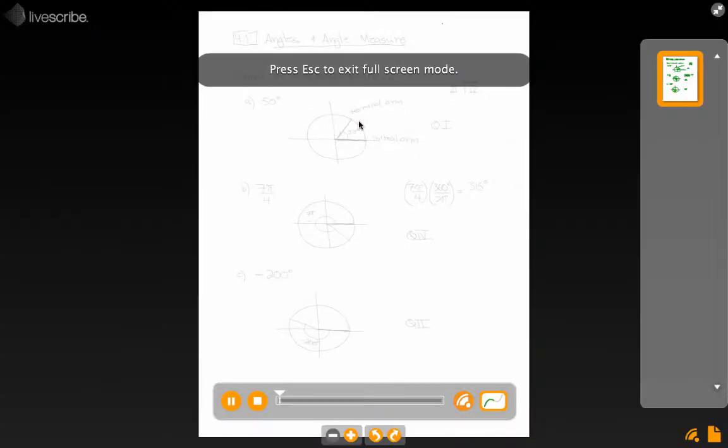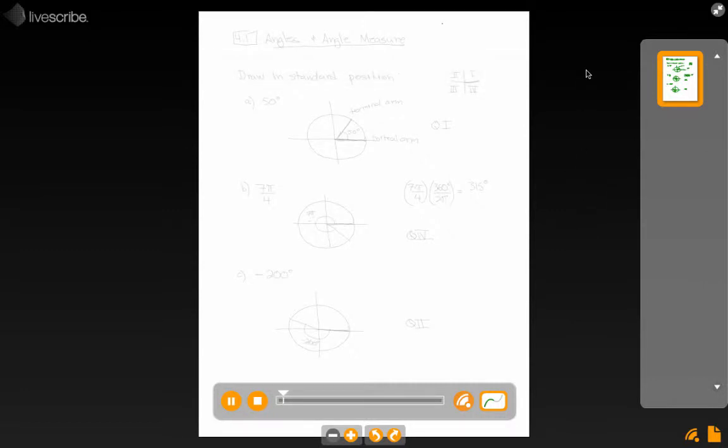Next example, also out of section 4.1, is about angles and standard position and how to draw them. In this example, we're just asked to draw these angles in standard position. We need to remember what standard position is. Start with your axes. You can draw a circle.